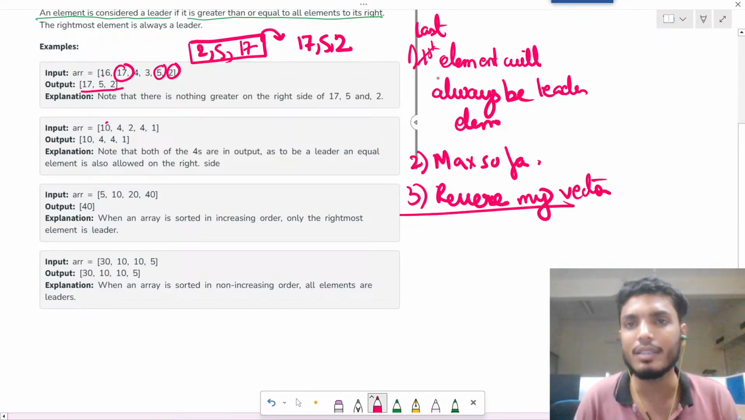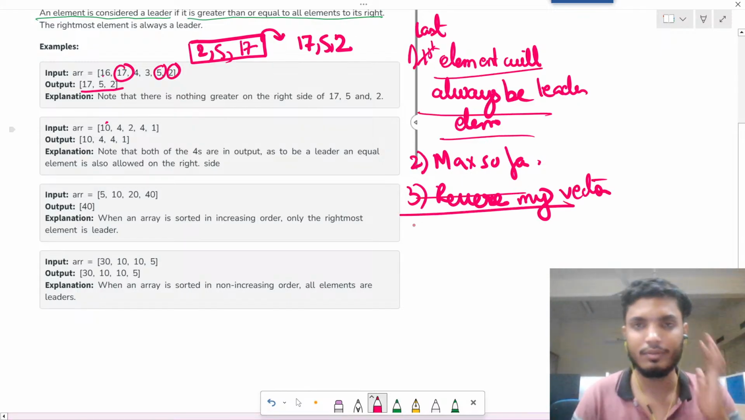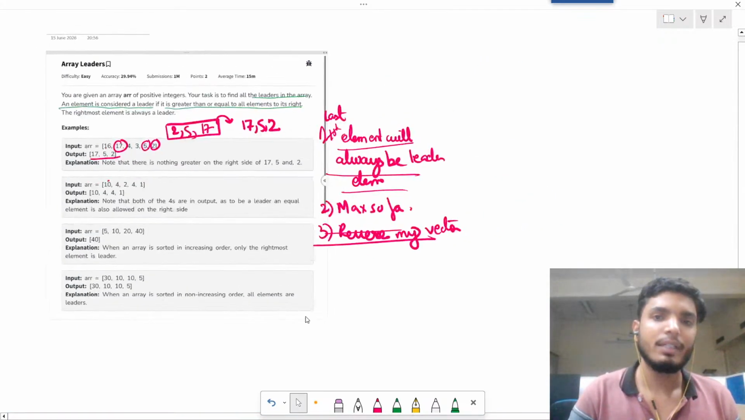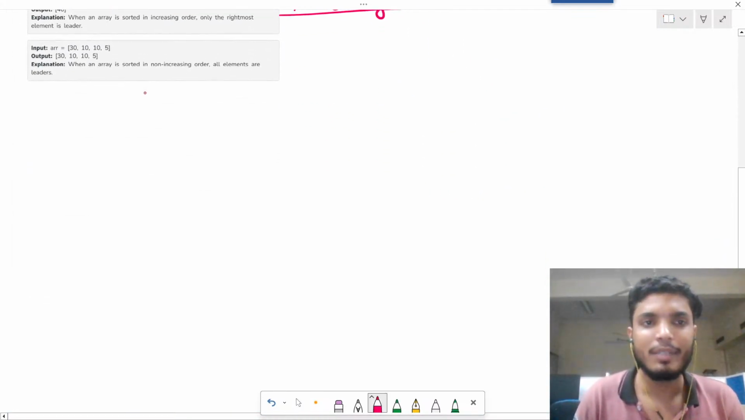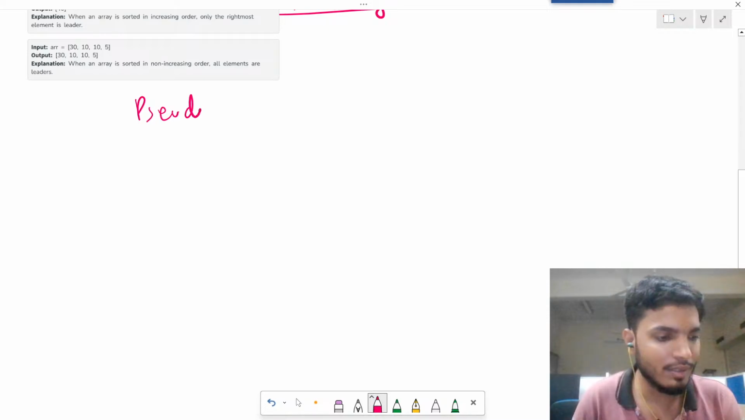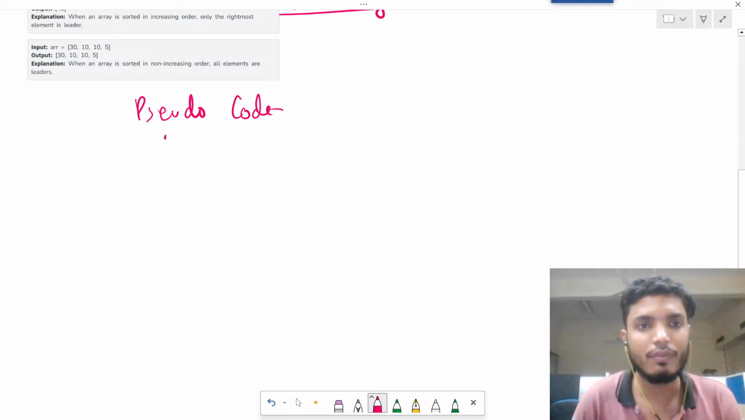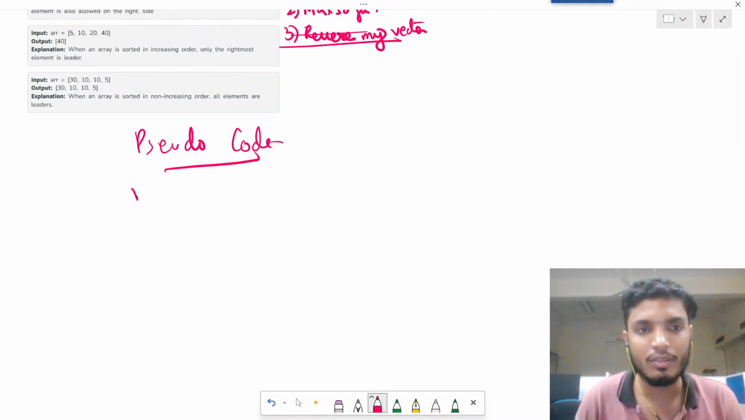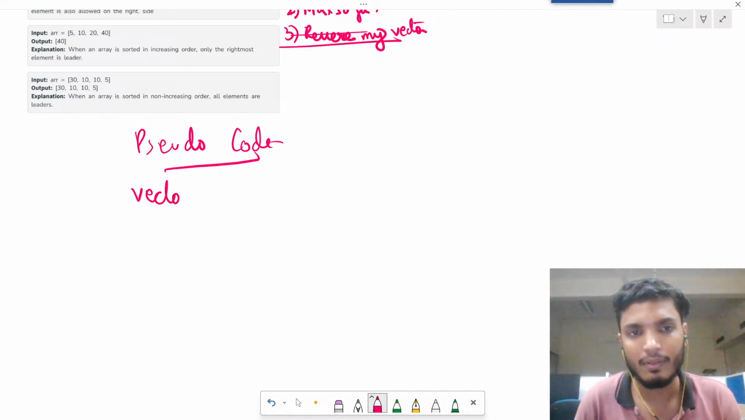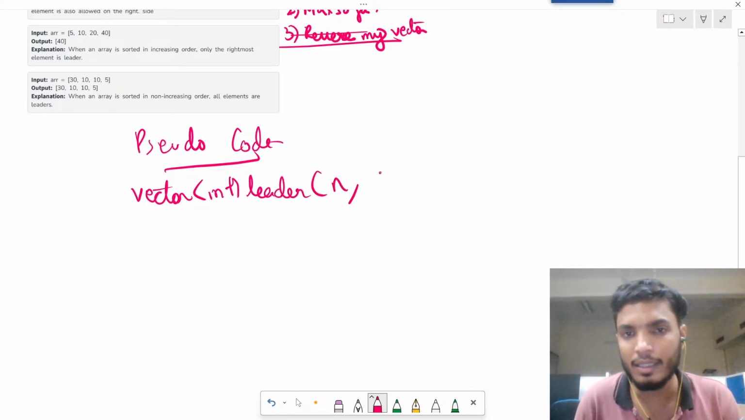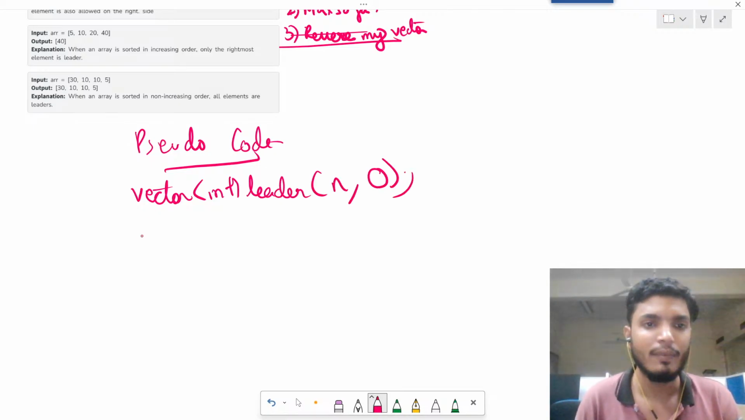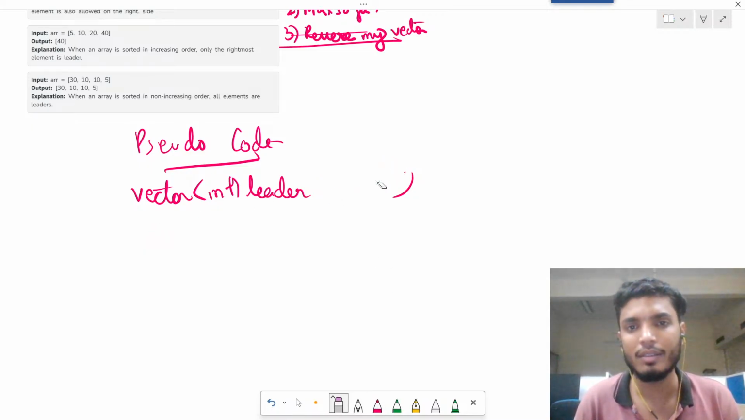So there are just 3 steps which I have to do. So let me write the pseudocode, because the pseudocode is very easy for this problem. So first, you have to take a vector, suppose this is leader, okay. Let's say leader, which will be of size n, and let's put it 0. Now what will you do in this? Let's just take leader as the vector.